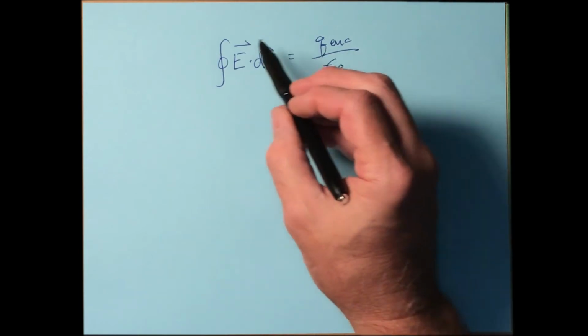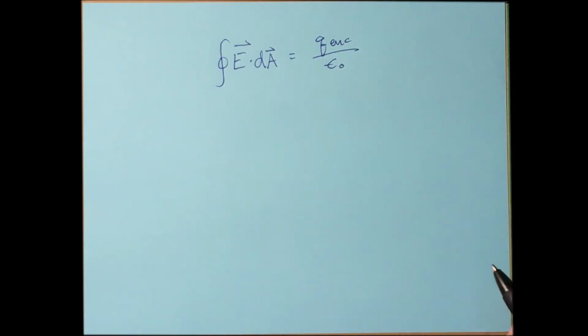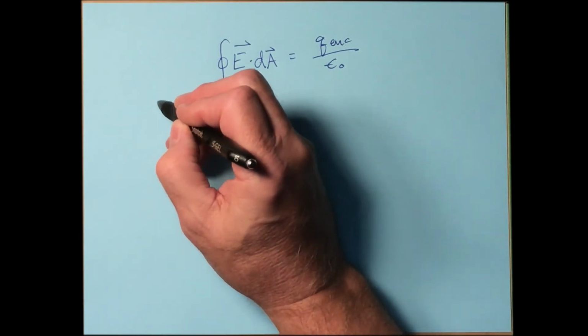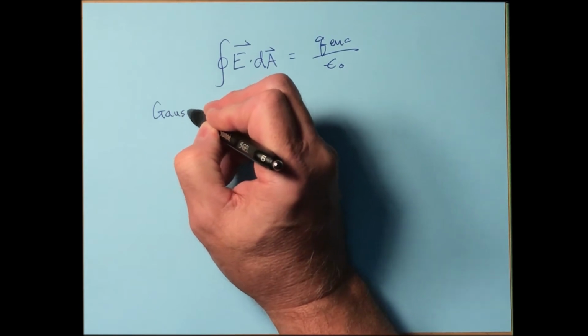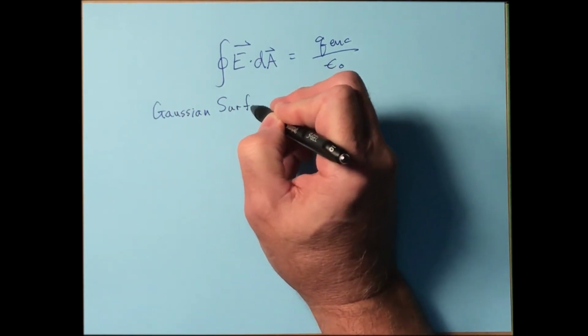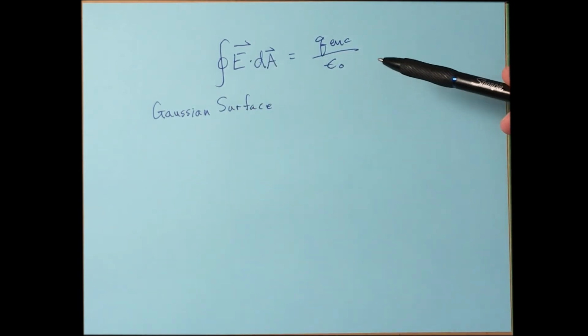Before we dive into this, there are a couple of things that you need to know. Let's talk about those things. The first one is this concept called a Gaussian surface. Gaussian surfaces play an important role in understanding Gauss's law. First of all, you can think of a Gaussian surface as an imaginary three-dimensional surface.